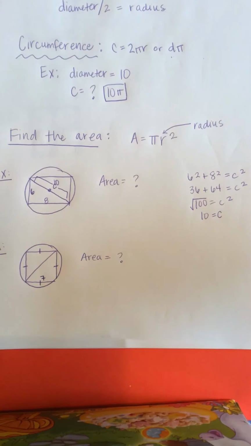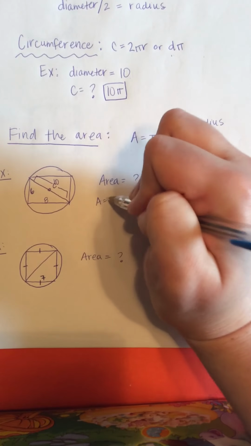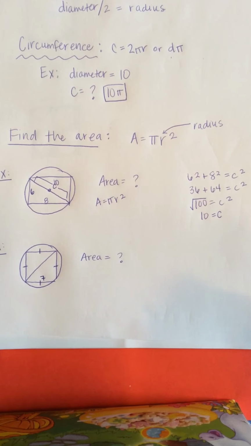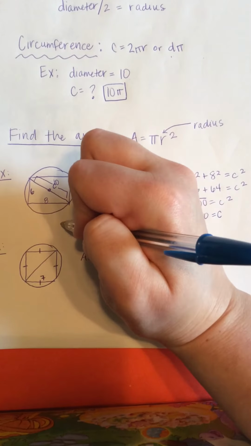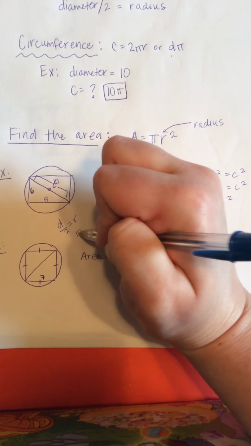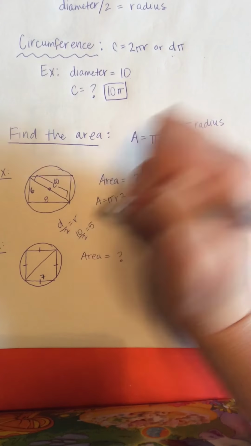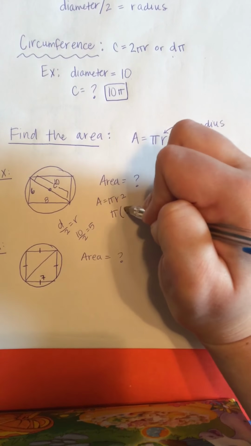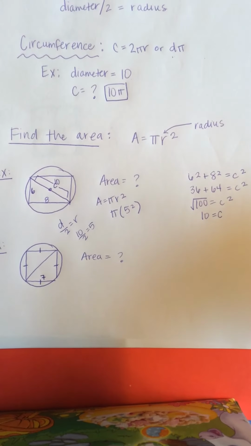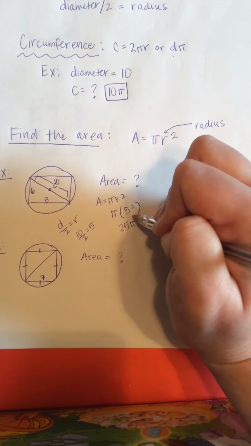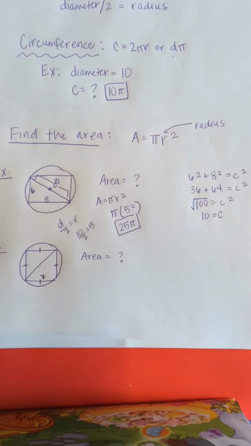okay, then I need to find my area. So I take my area formula, area equals pi r squared. Now I need the radius, I don't need the diameter. So I'm going to take my diameter and divide it by 2 to get my radius. So I take 10 divided by 2, and that gives me 5. So I put that into my area formula, pi times 5 squared. 5 squared is 25, so 25 pi is my area.